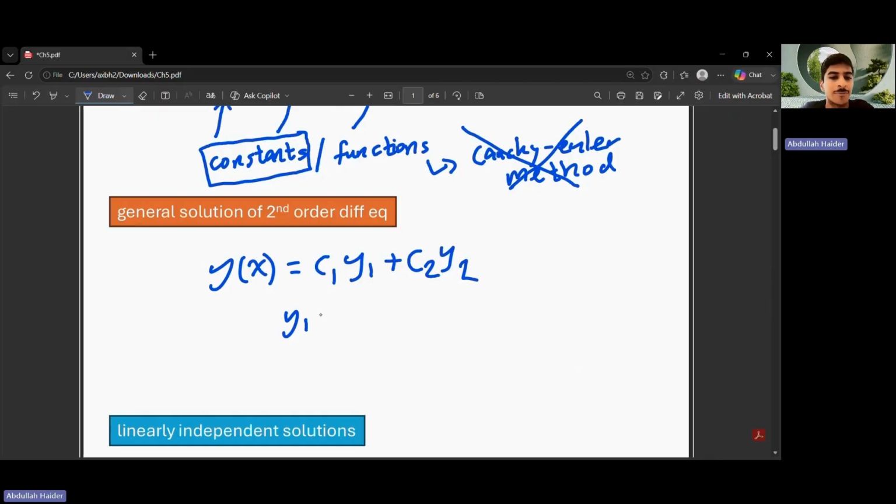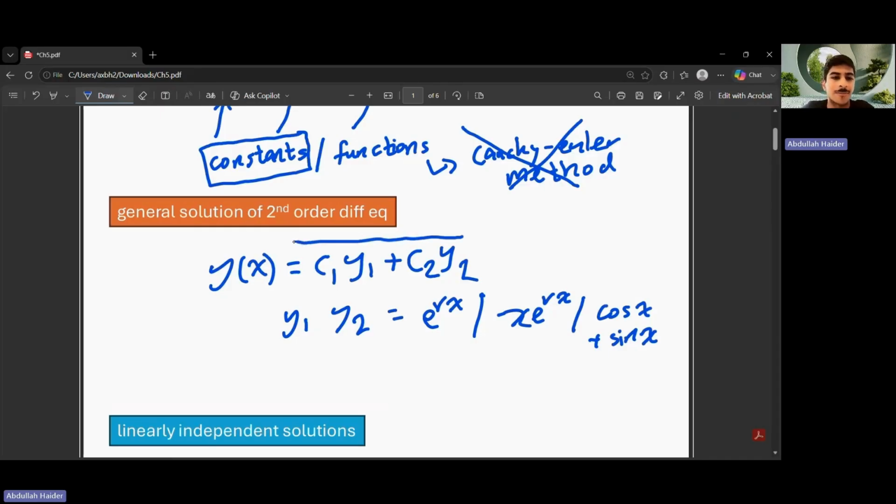y1 or y2 can be equal to e power rx, or they can be equal to x e power rx, and they can even be in terms of cosine x plus sine x. We will discuss them right now. The only thing you need to know for now is y of x equals c1 y1 plus c2 y2, and y1 and y2 can take any of these values, and I'll discuss them more in detail.